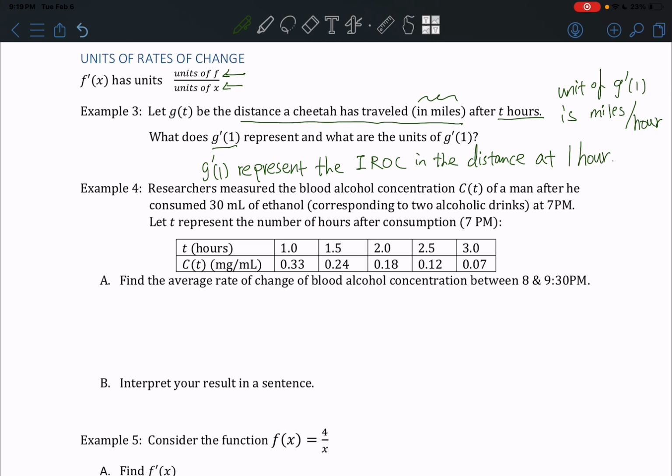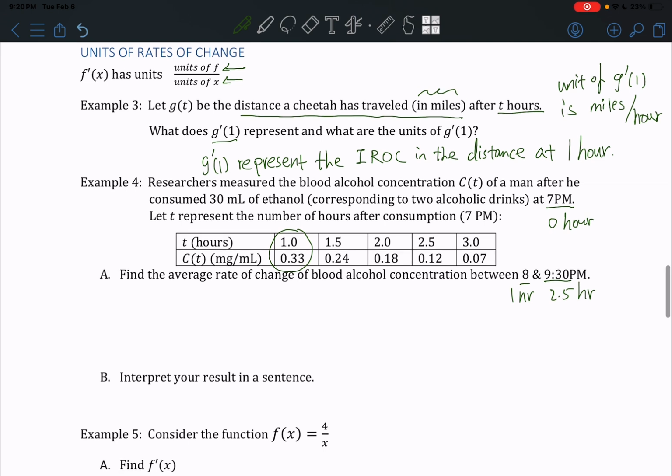Okay, the way you want to see this is we're starting at 7 p.m. So at 7 p.m. we are at 0 hours. Okay, so 8 will then equal 1 hour. And this 9:30 will be 2.5 hours. So we're working with this one right here, and we're working with this one right here. Right, this is hours after consumption, hours after 7 p.m.